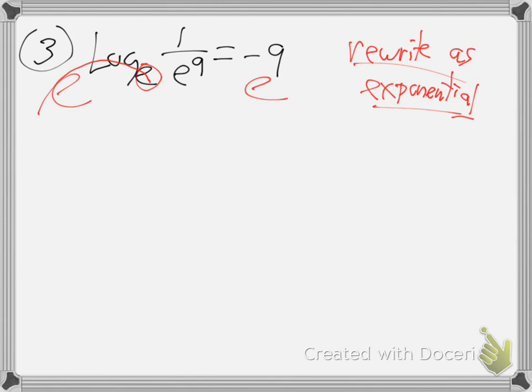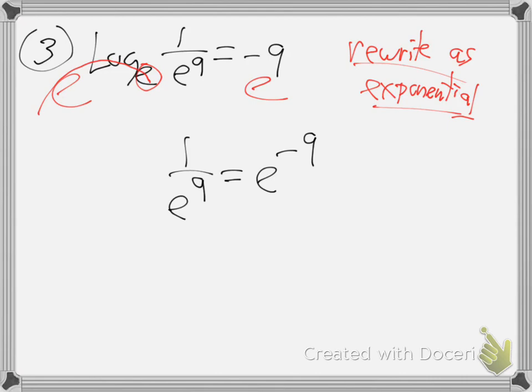Is that good? And then that'll give me 1 over e to the 9th, which is e to the minus 9. And we're done. That's all they want for now. We're not solving for x. We're just practicing changing in and out of the log language. There's no more log. That's what they wanted. I got rid of the log word.